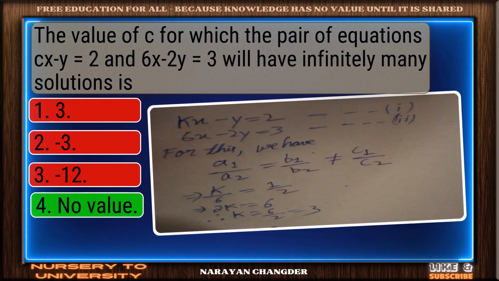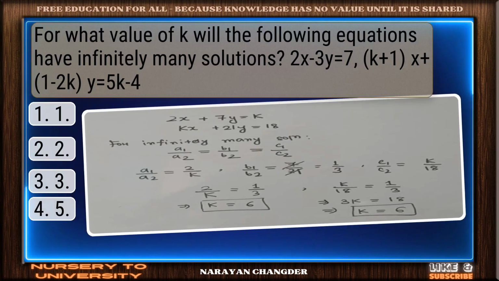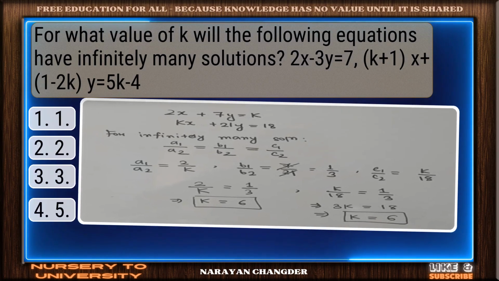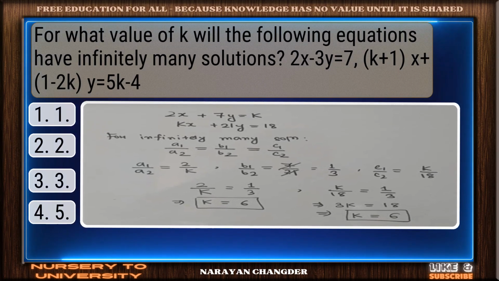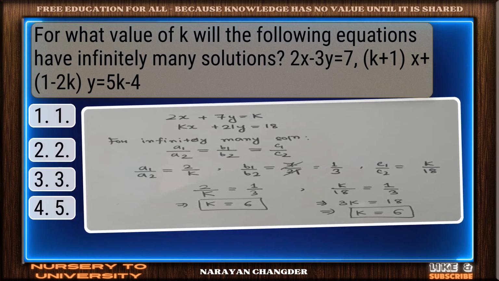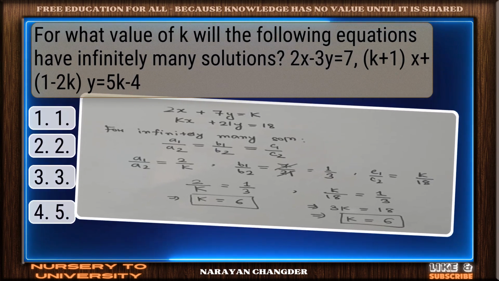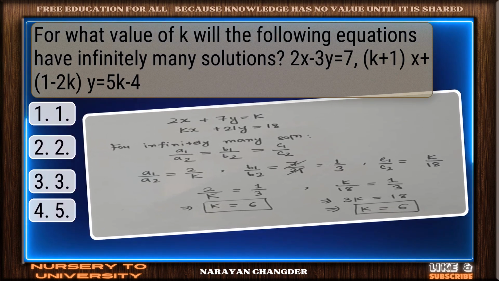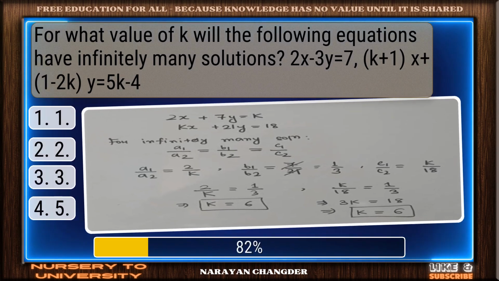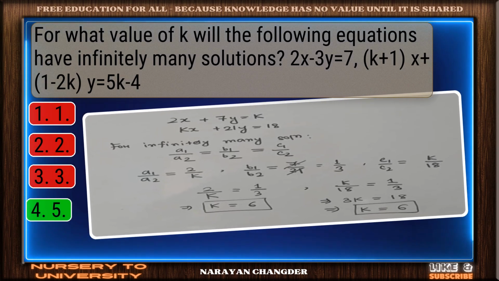Excellent choice. No value is right. For what value of k will the following equations have infinitely many solutions? 2x + y = 7, x + y = 5, 4. Bravo, 5 is the answer.